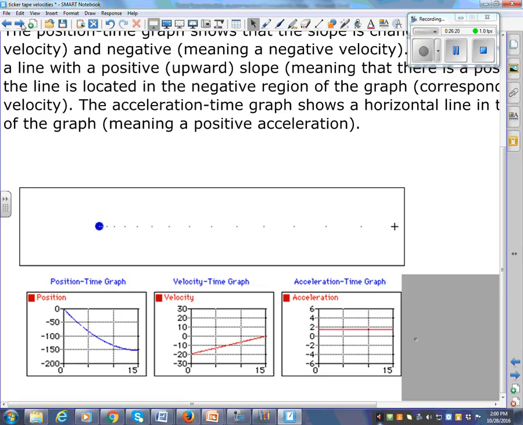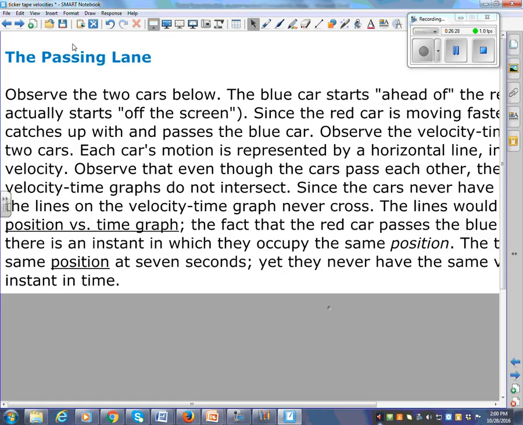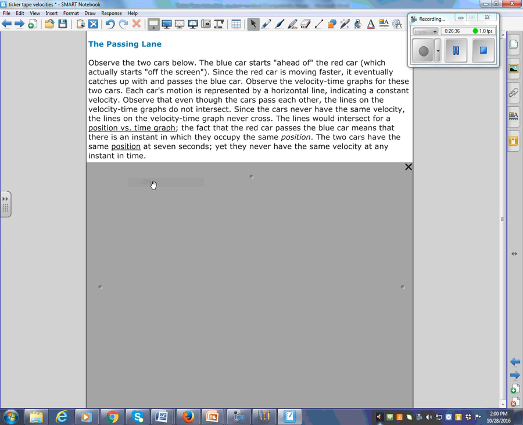Okay, last one. Put your pencils down. Do not draw this. Okay, so this one's called the passing lane. It's just sort of a bit of a summary here. I'm going to read this one, okay? If you want to draw it at the end, fine. Watch and listen, and then we'll be done right away, okay?